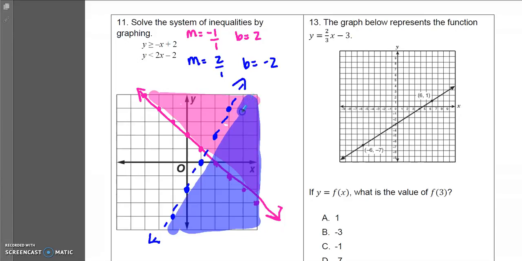And so you can see my double shaded area. I'll do that in another color. Let's see if I can do this. This is going to be my double shaded area. So any solution that would work would be in that section right there.